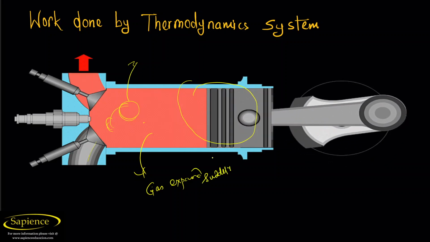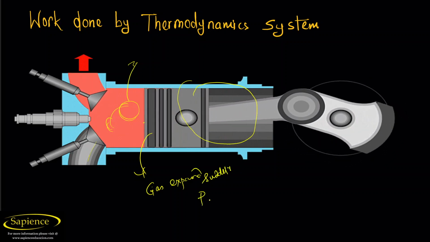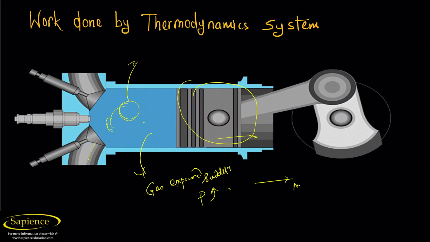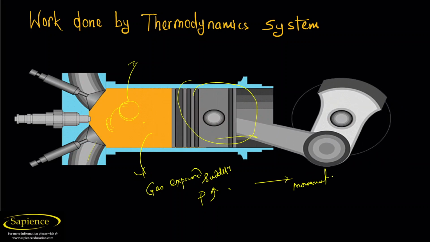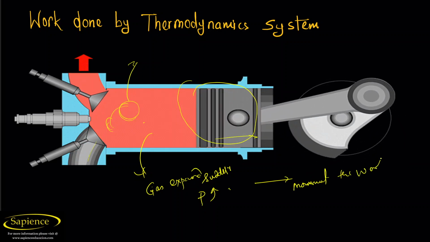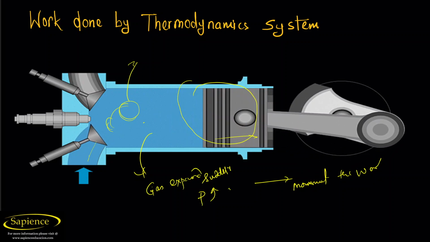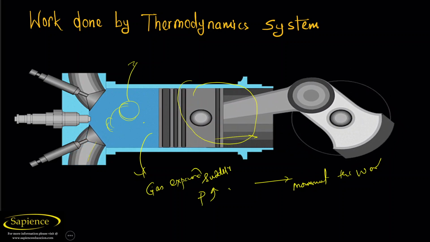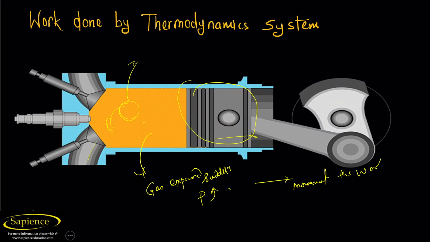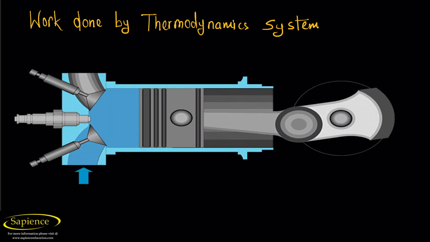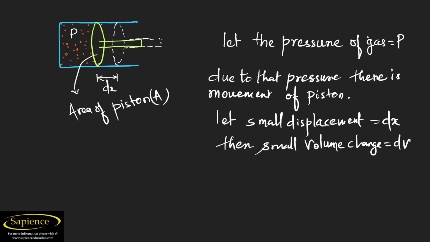So what will happen? Due to the gas, pressure is created, and when pressure is created, it does work on this piston. There will be a movement, and whenever there is a movement, there will be work done. So the work done is due to the excess pressure of the gas inside the system. We will discuss each of the following things one by one. Let us consider how you will find the work done. Before that, we need to understand what is here.